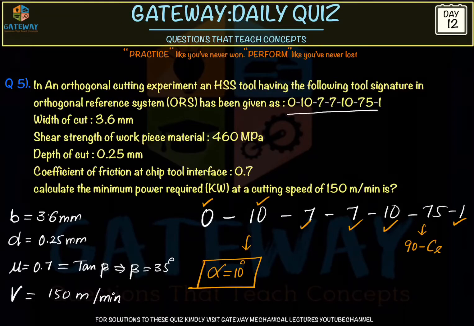For calculating power, we can write power is nothing but force into velocity. But what exactly are force and velocity here? Here the force is the cutting force and the velocity is the cutting velocity. Cutting velocity was given in the question, but cutting force was not known. Then how can we calculate the cutting force? For that, they gave the shear stress value, the shear strength value.